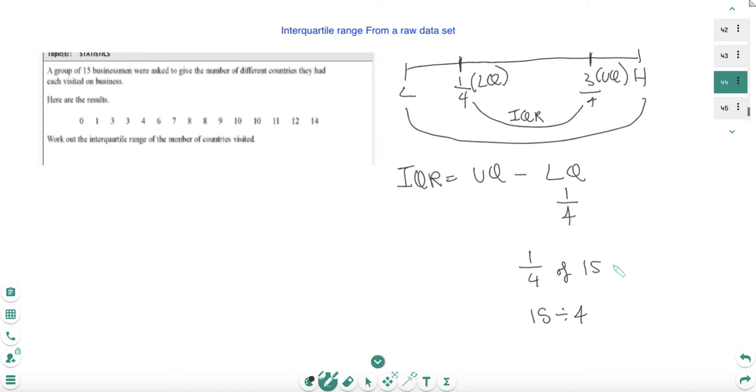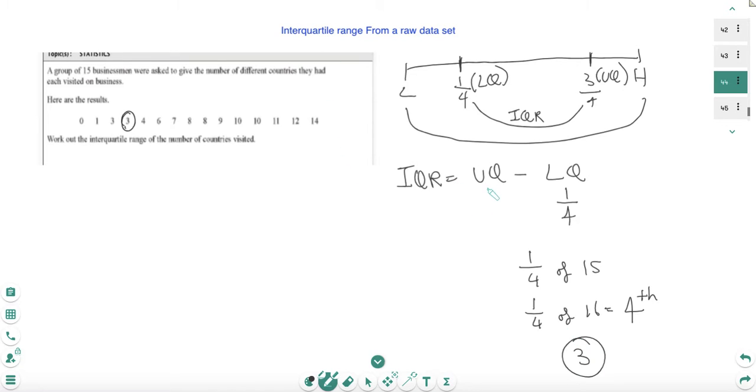What we're going to do is, if you ever have an odd number of values, just add 1. So we're going to do 1 quarter of 16 instead. And 1 quarter of 16 is just 4. So the lower quartile is the 4th person. So we're going to count to the 4th person. 1, 2, 3, 4. The lower quartile is 3.